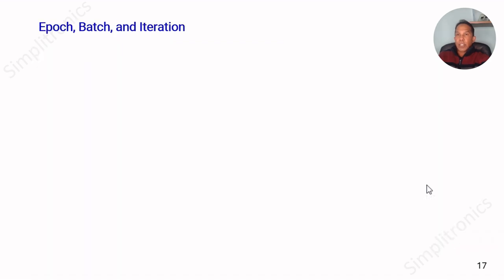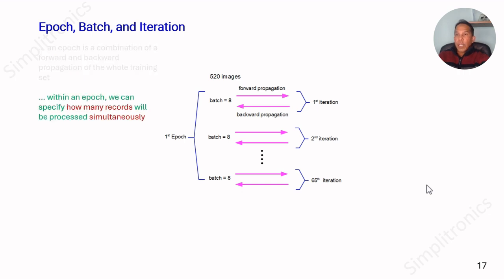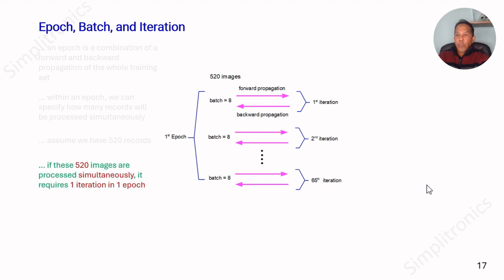Epoch, batch, and iteration. An epoch is a combination of a forward and backward propagation of the whole training set. Within an epoch, we can specify how many records will be processed simultaneously. Assume we have 520 records. If these 520 images are processed simultaneously, it only requires one iteration in one epoch.